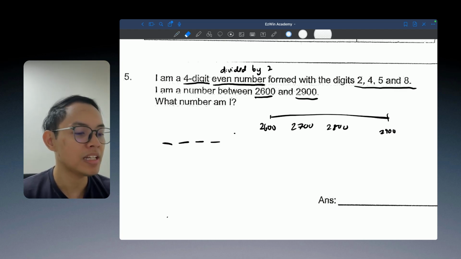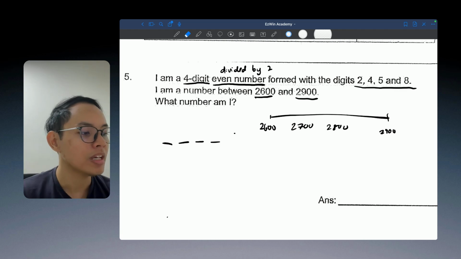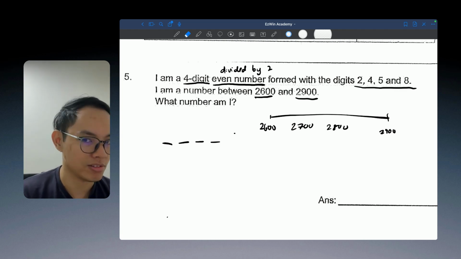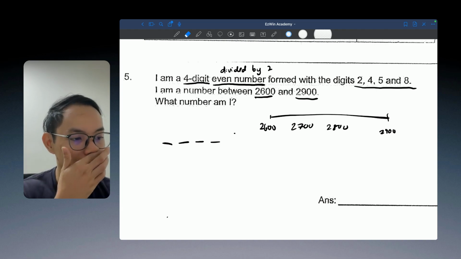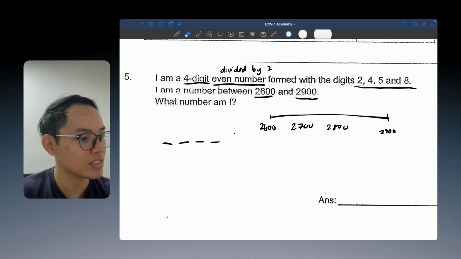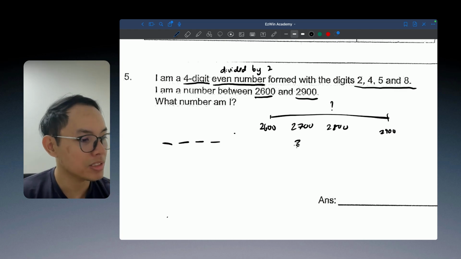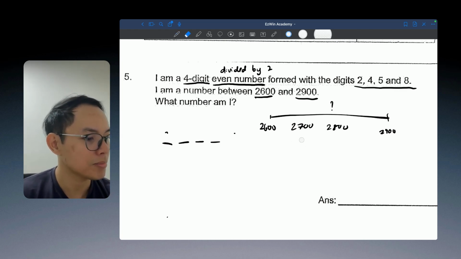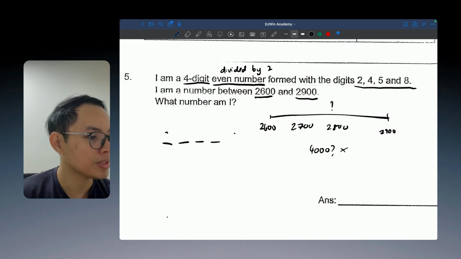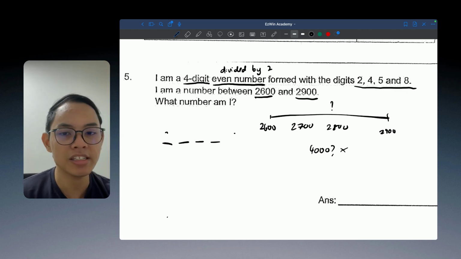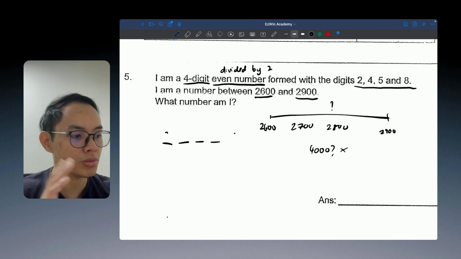Can it be less than 2,600? No. So it cannot be 2,500 or below. Can it be more than 2,900? Cannot. It must be less than 2,900. So in between, this is the number that we are looking for. With this, can it be a 3,000 number? Can it be a 4,000 number? No, it cannot, because it's in between. Essentially, it's only the range between 2,600 and 2,900.